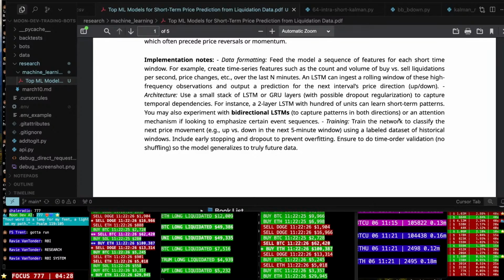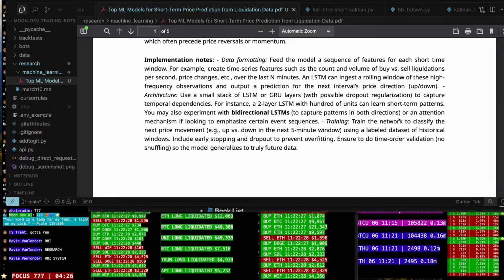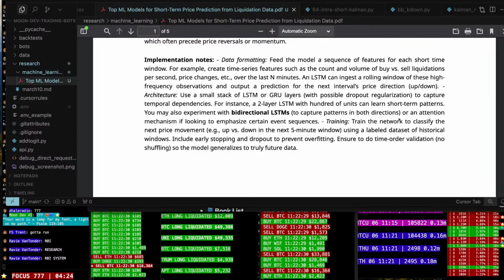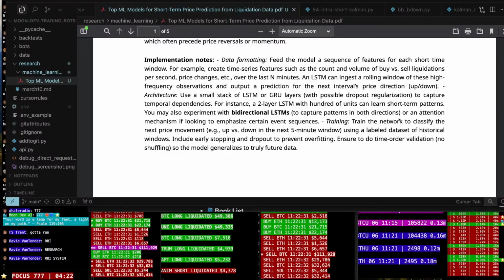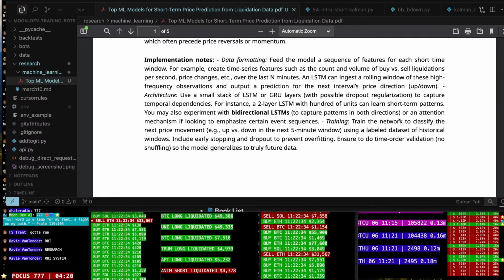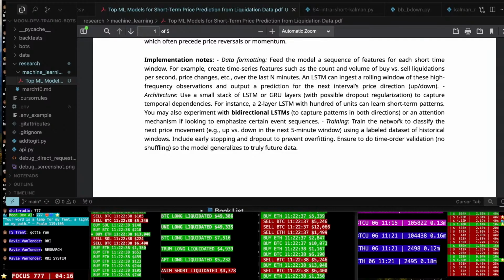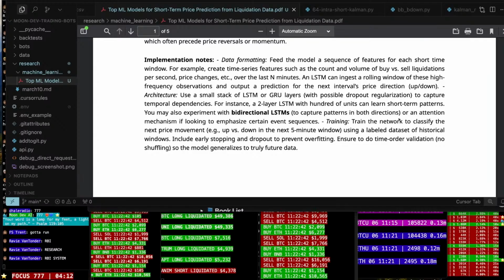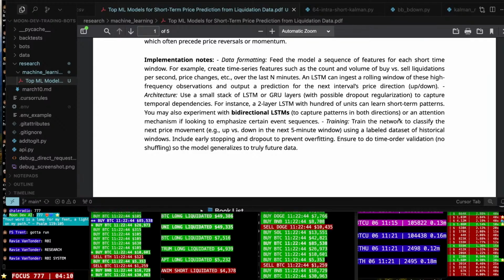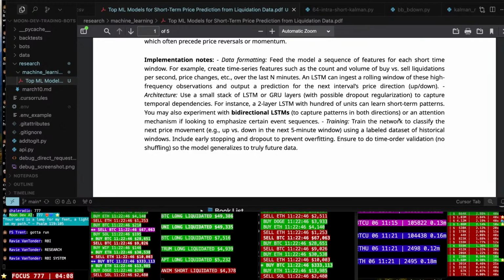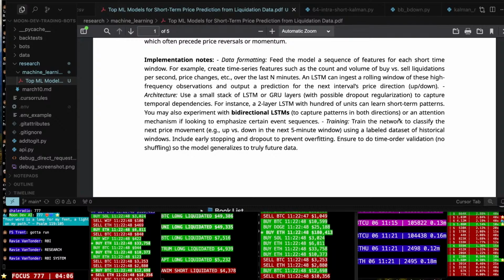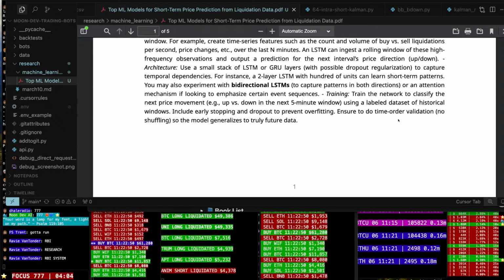Training. Train the network to classify the next price movement, e.g. up versus down in the next 5-minute window, using a labeled data set of historical windows. Include early stopping and dropout to prevent overfitting. Ensure to do time order validation, no shuffling, so the model generalizes to truly future data.